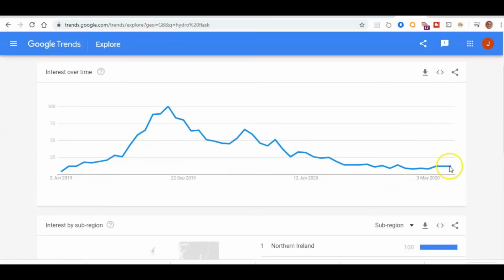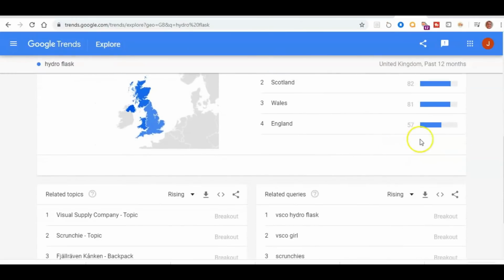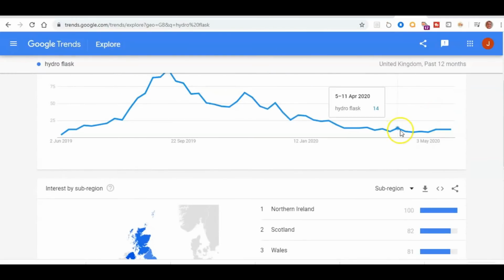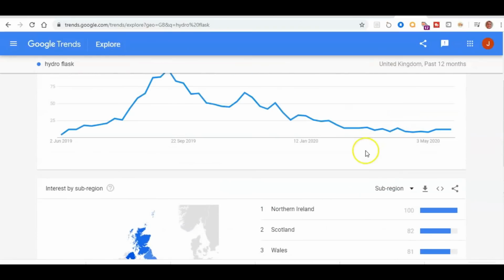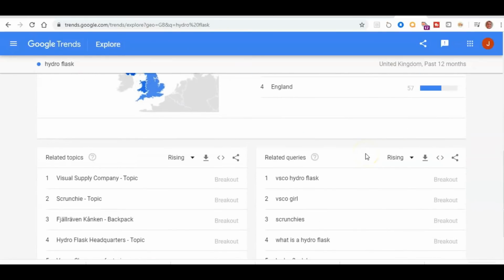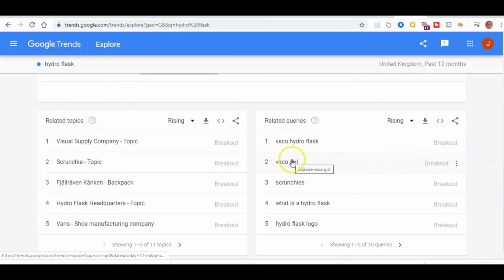So again, this has gone down quite a bit. It was peaking then, and it's quite plateaued here, but it has taken a bit of a downward trend. And this is showing you the amount of searches in that particular period. So let's just go down. So people are looking at Visco Girl, Hydro Flasks.